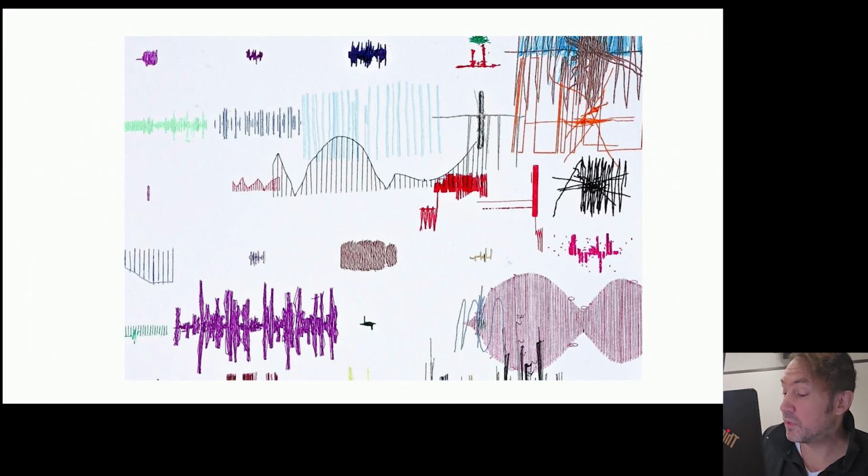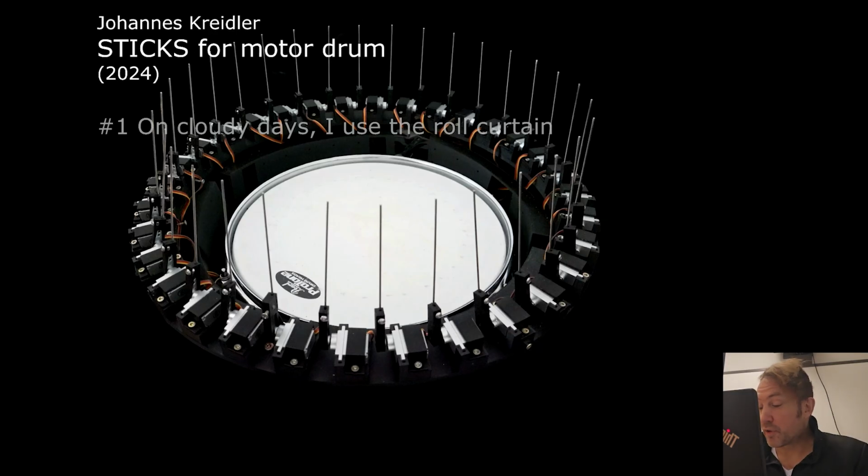Sound shown as a wave reveals its visually aesthetic richness. Subjects, bioalgorithms. Now, music and movement. This is the first piece from the 6-part cycle, Sticks for Motor Drum.